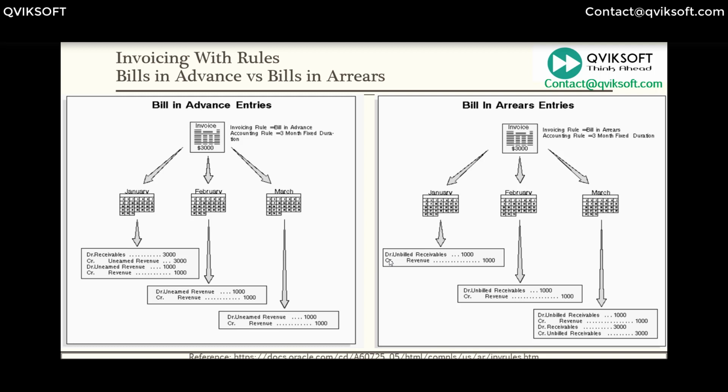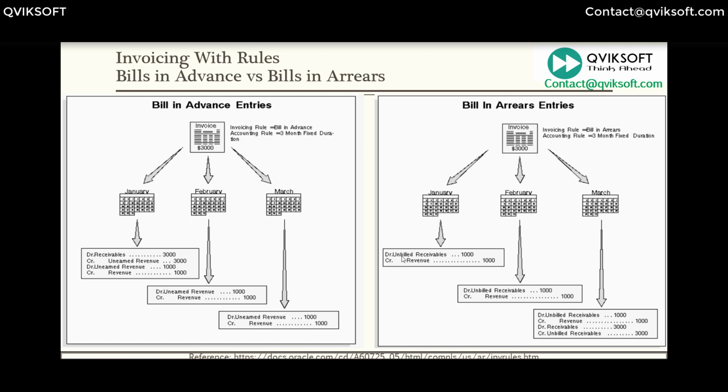When I create the invoice, my entries are debit unbilled receivables, credit revenue. I'm recognizing revenue for this month, whatever services are given. Of course, you should recognize revenue to the extent of services given. I've given services for 1 month, so I'm recognizing revenue for my month in my books, but I'm not sending the invoice to the customer yet. I'll just create the invoice in my system. Unbilled receivable does not mean you don't create an invoice. All this activity is happening inside the invoice. So you create the invoice, but you don't send it to them. With the bills in arrears rule, it will debit unbilled receivables and credit revenue.